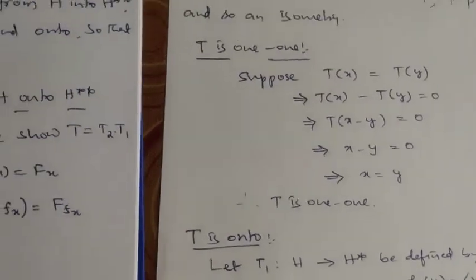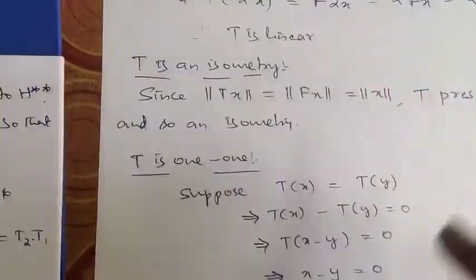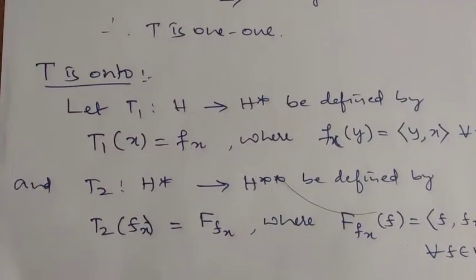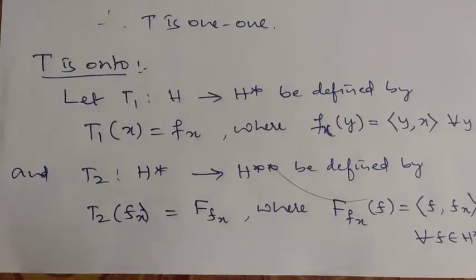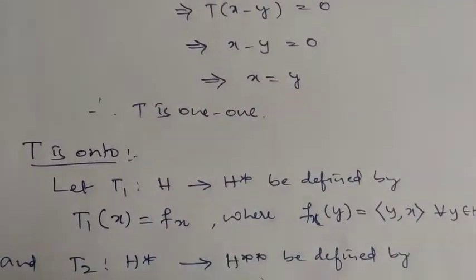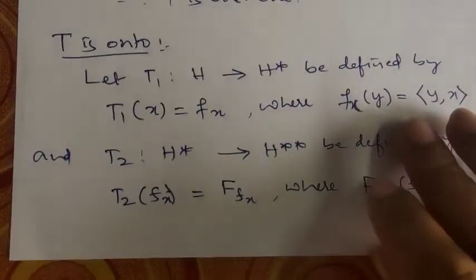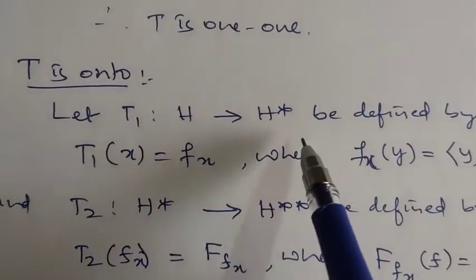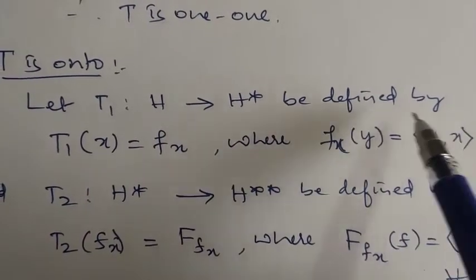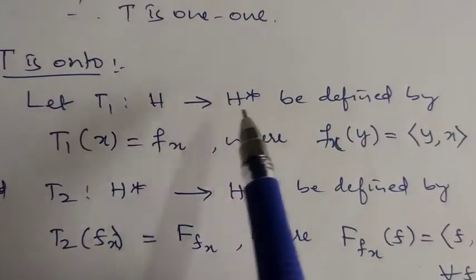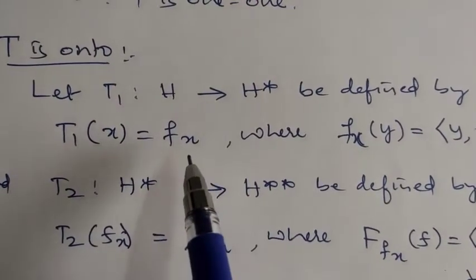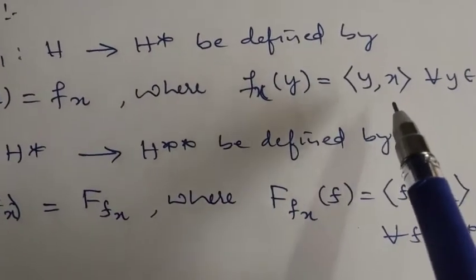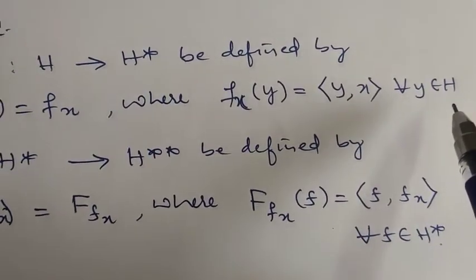Now the important part is here: T is onto. Sometimes showing the ontoness of a transformation is very simple, but here it is a big task. We show T is onto. Let us take T1 from H to H star, defined by T1 of x equal to fx, where fx of y is the inner product of y comma x for every y belongs to H.